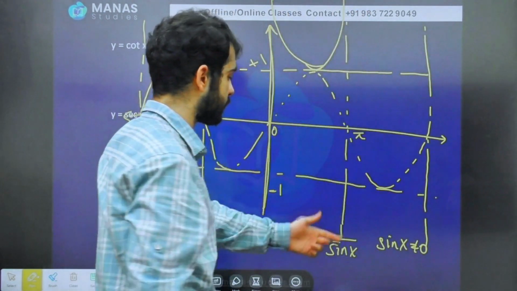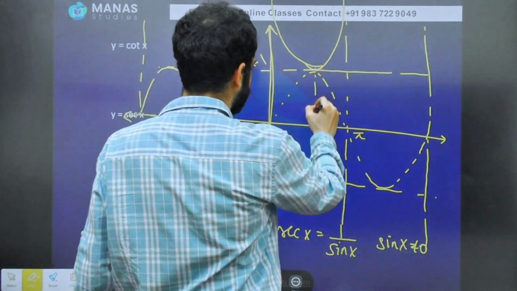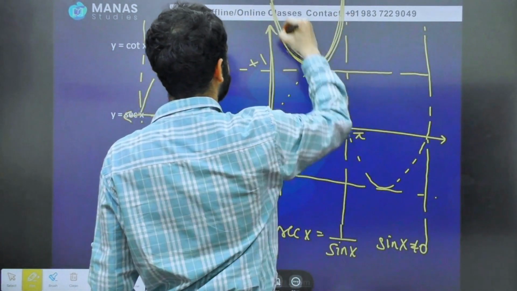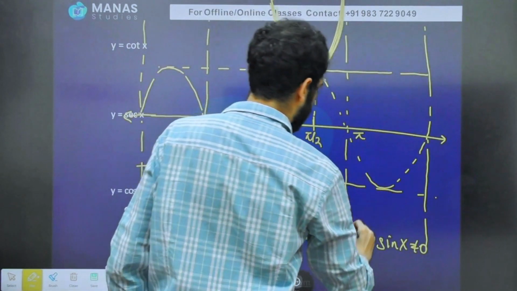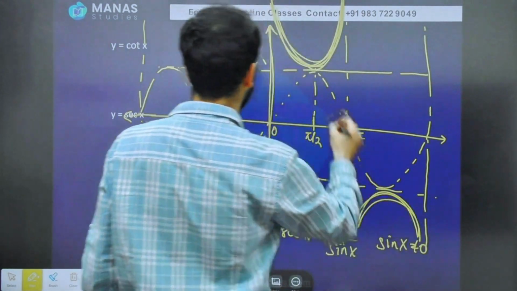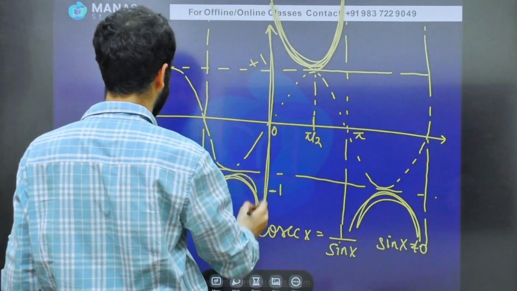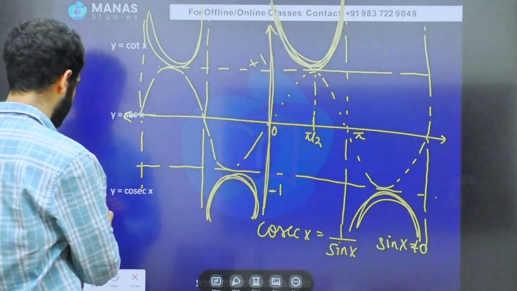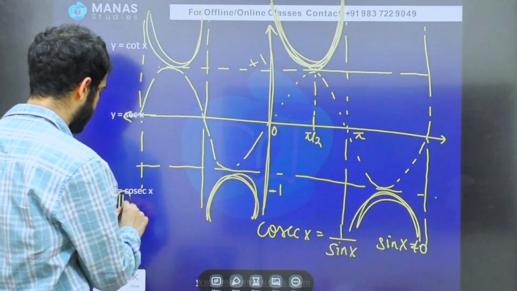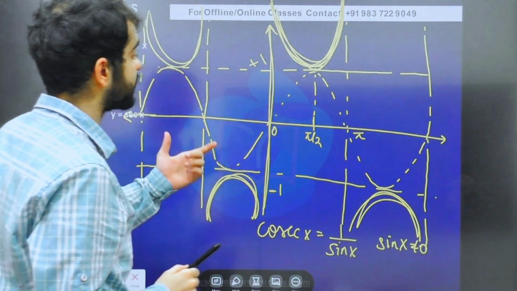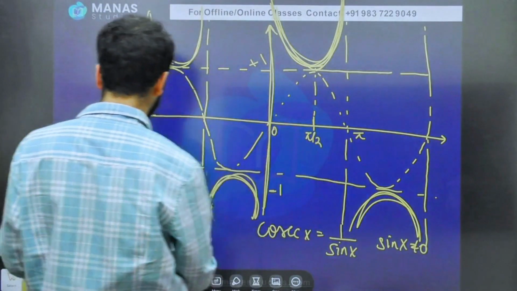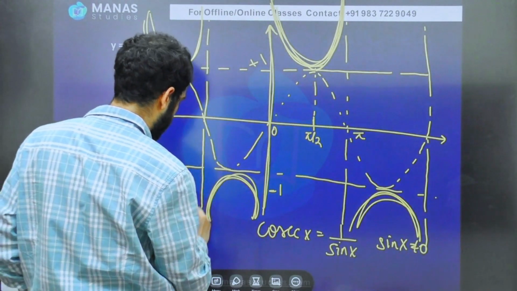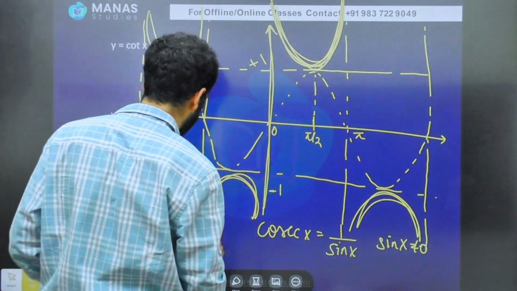And when sin x becomes 1, that is at pi by 2, that is when cosec x also becomes 1. So this highlighted portion is the graph of cosec x. On a similar note, the other branches of the same graph can be traced, and by observation we can say that the domain of this function would be all real values excluding what? Where sine is 0, that is the multiples of pi. So you have to exclude all the multiples of m pi, where m belongs to the set of integers.